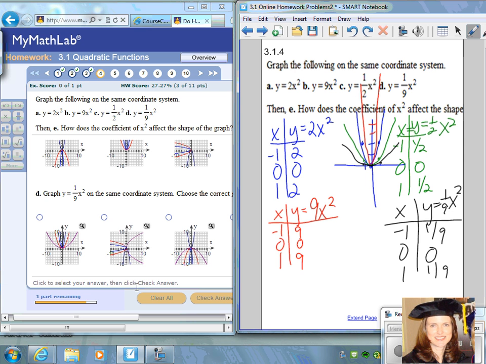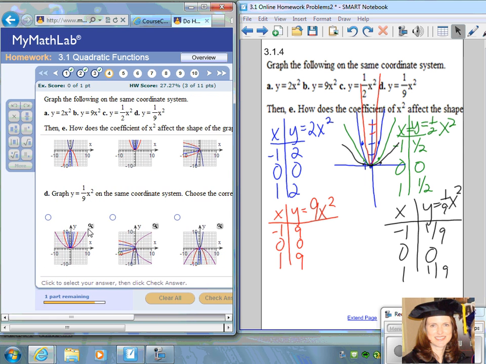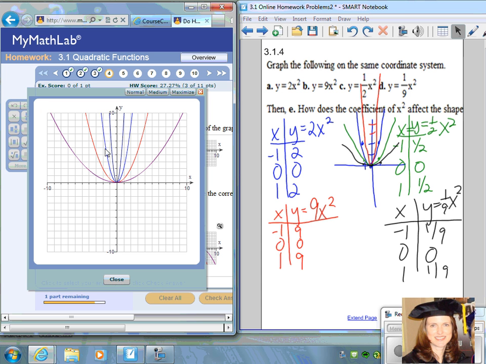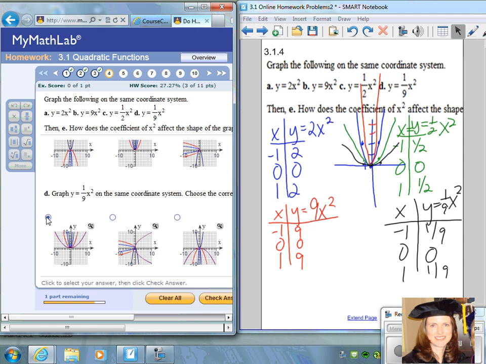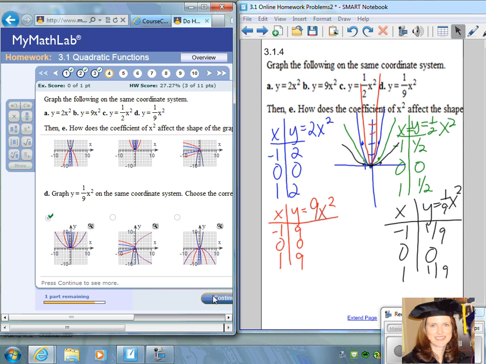Out of all the choices we have, it does appear that we have the original one in blue, the 2x squared, and the 9x squared is very narrow, the 1/2 is the red, and then the widest one is 1/9. I'm going to choose the first one, check my answer, and continue.